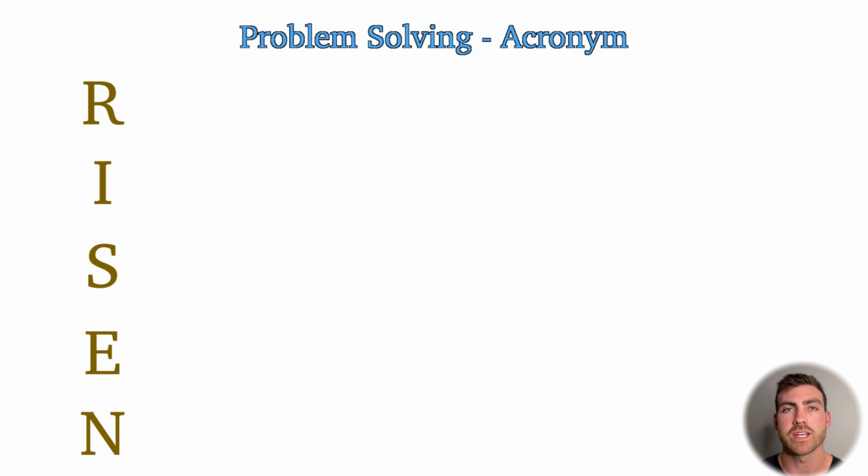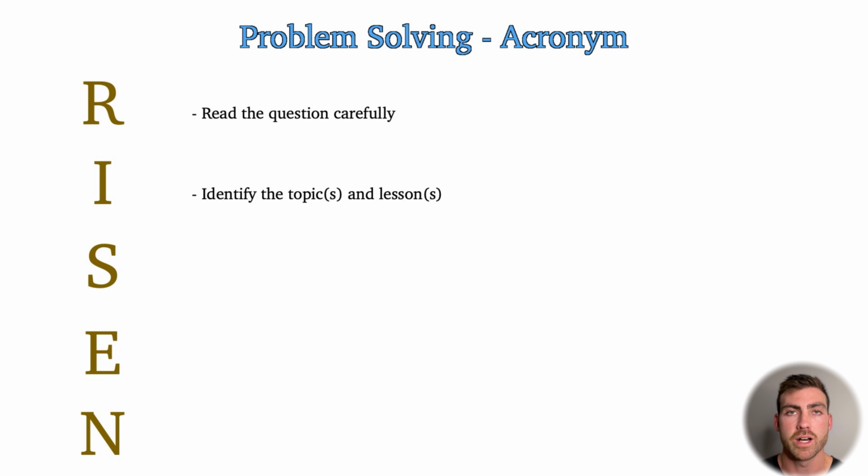The following process works for all high school year groups from year 7 all the way up to year 12. The R, which is read the question carefully. The I, which is identify the topics and lessons that could be used to help solve the problem. The S, summarize key information and set up the question.